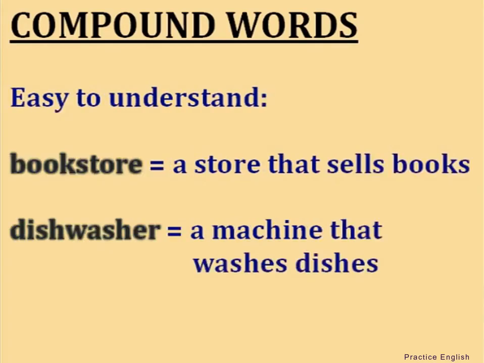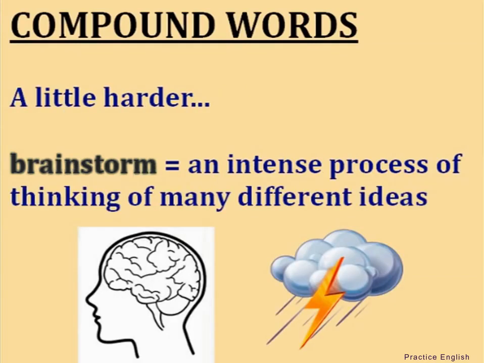So sometimes compound words are easy to understand. A bookstore is a store that sells books. Makes sense. And a dishwasher is a machine that washes dishes. Maybe you have one in your kitchen. But others might not be so obvious. For example, brainstorm. To brainstorm is an intense process where you think of many, many different ideas in the hopes of getting a good idea.